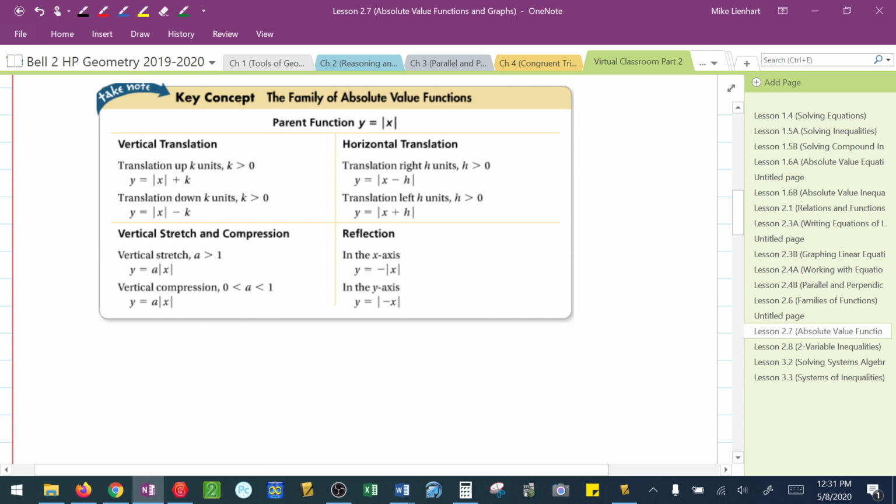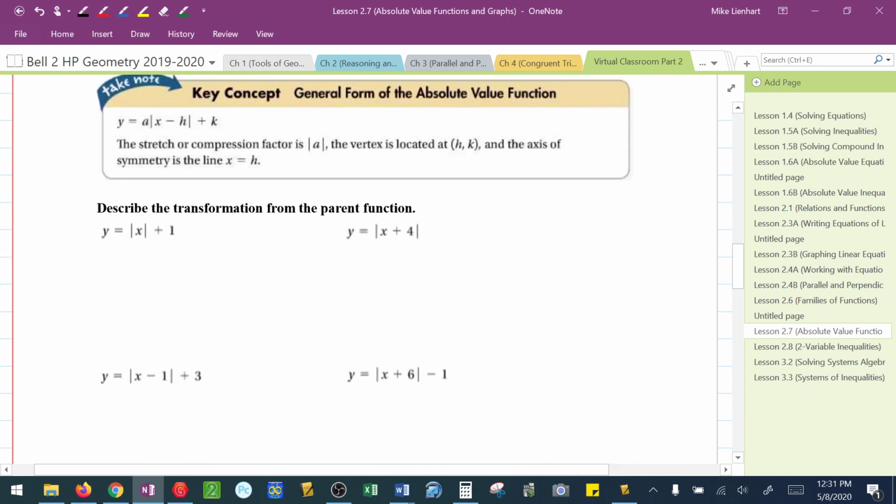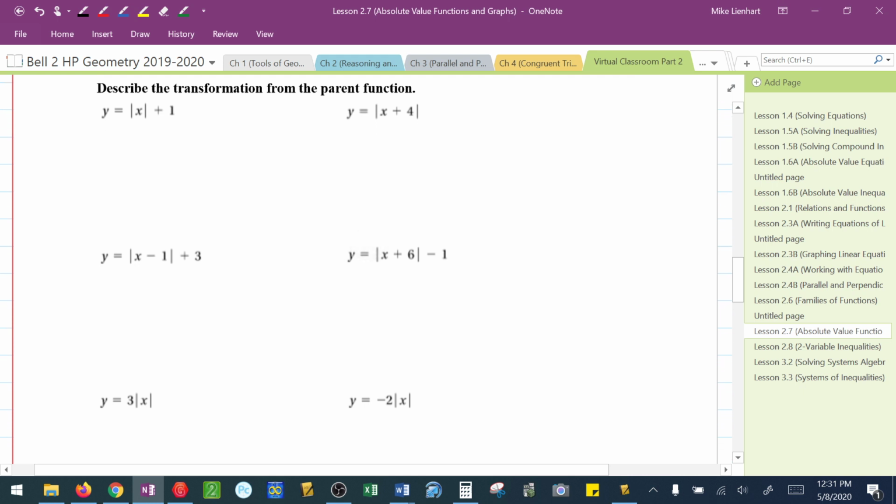Now, we have already studied those translations in one of our previous videos. So let's take that idea now, and this is what is known as general form. I, again, really don't pay attention to it. I look at the actual equations.